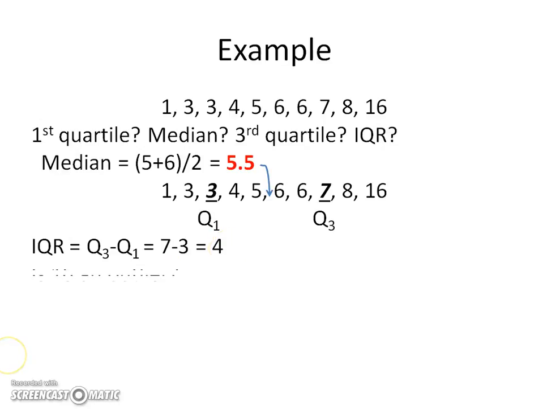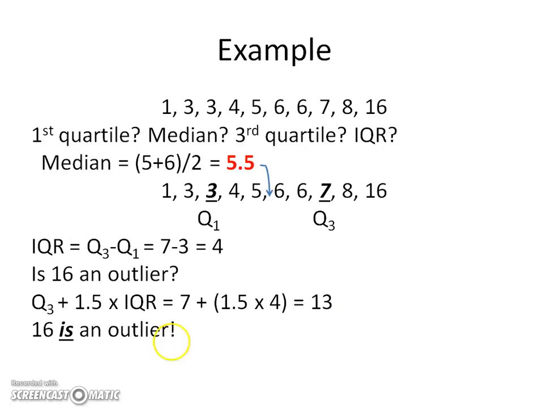Alright? Okay, so the last part. Is 16 an outlier? Right? Now, 16 is closer to my Q3, so I'm going to use Q3 to help me out. So my Q3 plus 1.5 times my IQR. My Q3 is 7, right? Q3 is 7. My IQR is equal to 4. So 7 plus 1.5 times 4 gives us 13. So anything that is more than 13 is considered as an outlier. Therefore, 16 is an outlier.